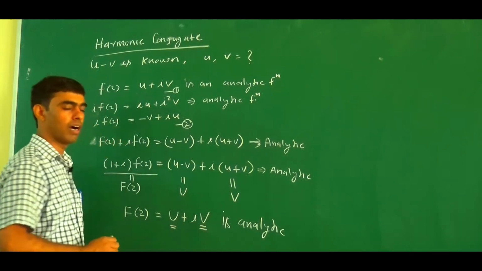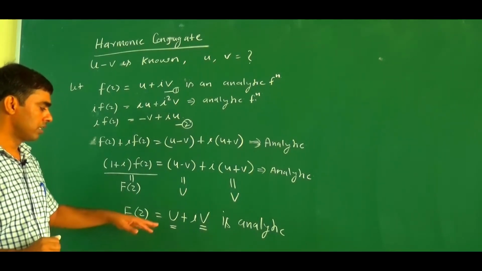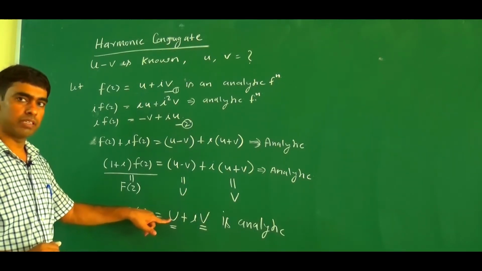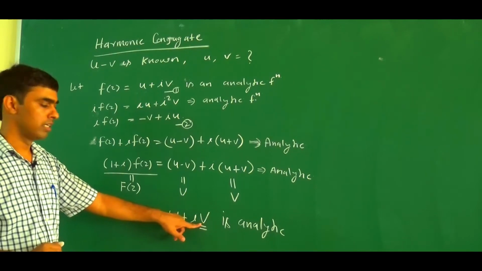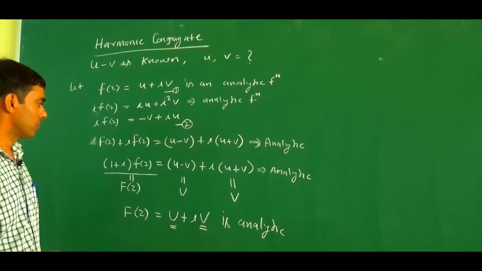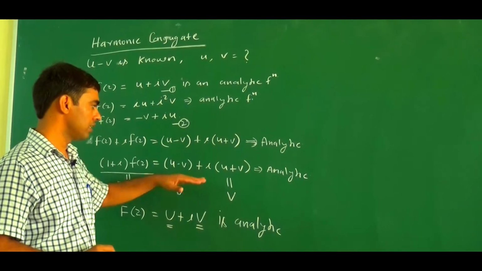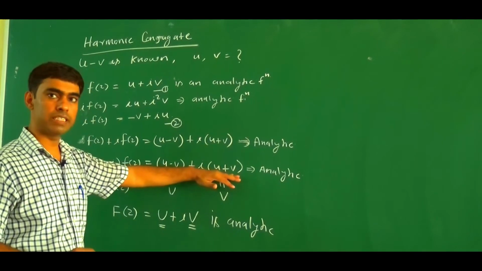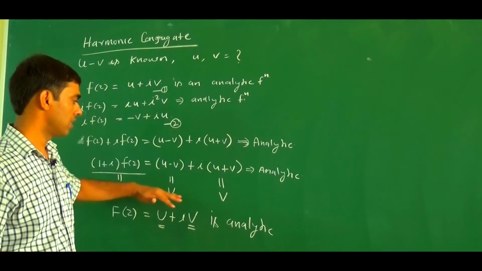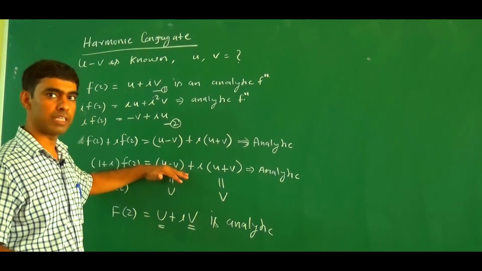So if F(z) equals U plus iV is analytic, then capital U and capital V are harmonic conjugates. What is the meaning of this? If they are harmonic conjugates, then if U is given we can find V, and if V is given we can find U. And conversely, if u plus v is given, we can find u minus v; if capital U is given, then u minus v is given.